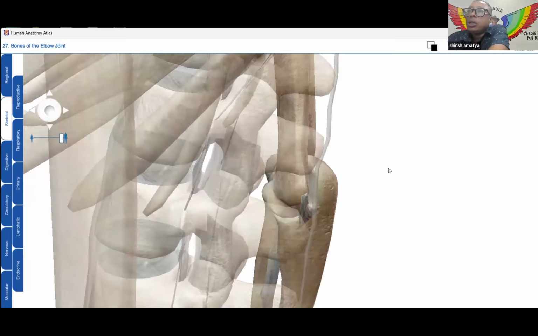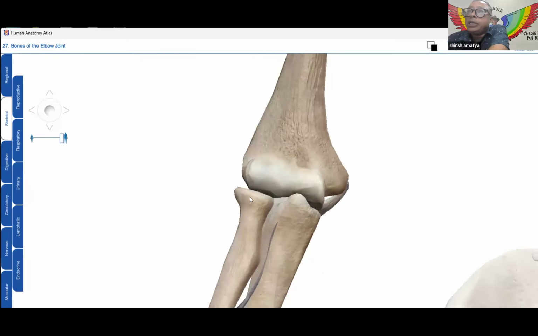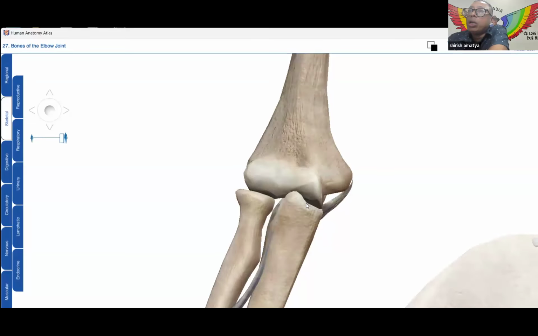Here you can see the radius articulating with the humerus to form the radiocapitellar joint. So this is the radiocapitellar joint, and this is the humero-ulnar joint or ulno-humeral joint. There is another small joint around here, which is basically between the radius and ulna. There is a radial notch here in the lateral aspect of the ulna. Here, the head of the radius also articulates with this, so it forms the superior radioulnar joint. So actually, it has three small joints.